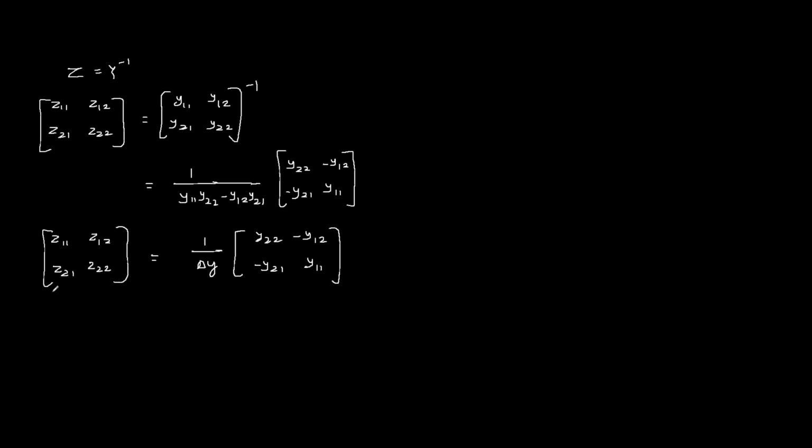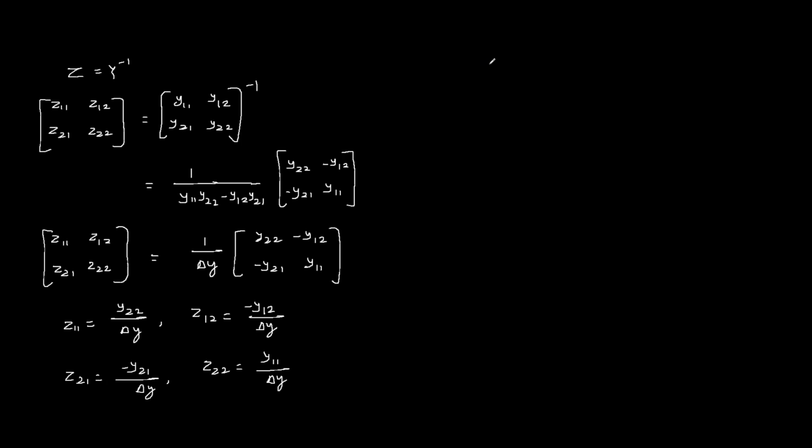So this is the conversion. It means Z11 is Y22 over del Y, and Z12 is minus Y12 over del Y. Z21 is minus y21 over del y, and z22 is y11 over del y. So this is the conversion, z parameters in terms of y parameters.